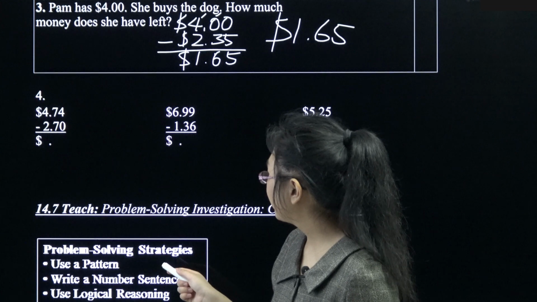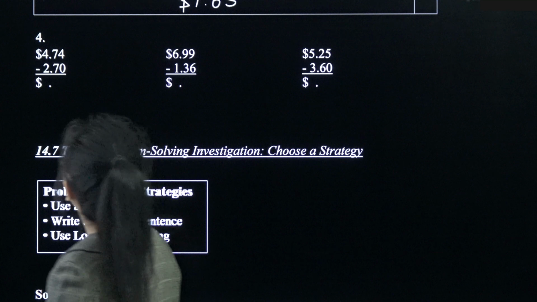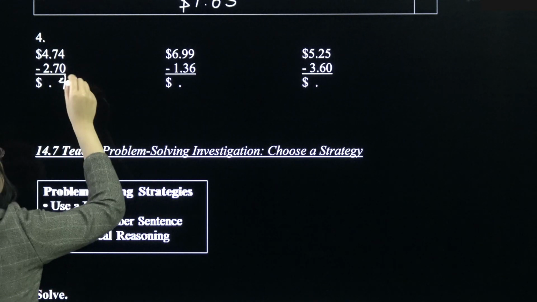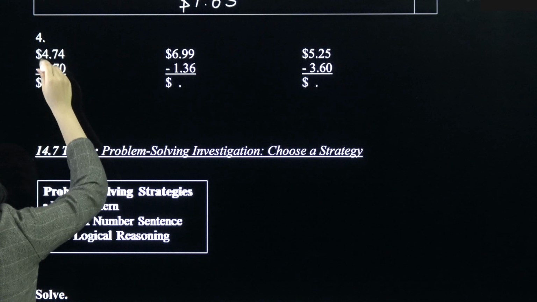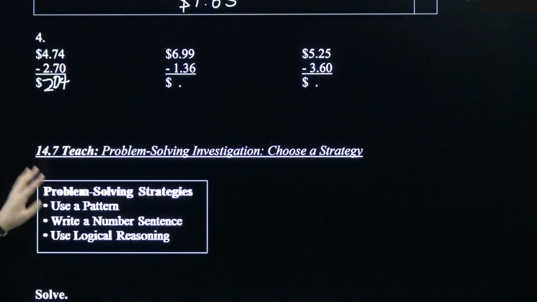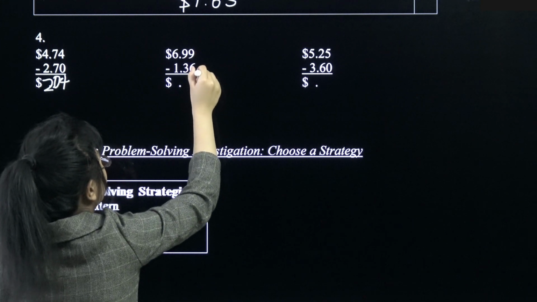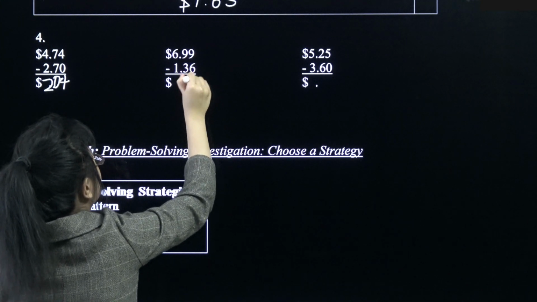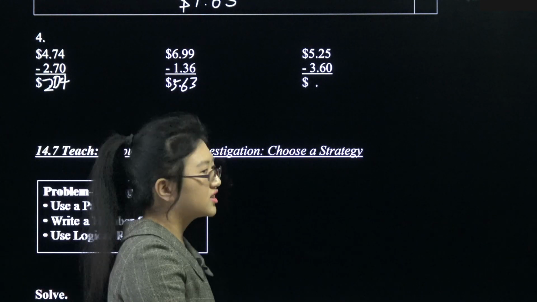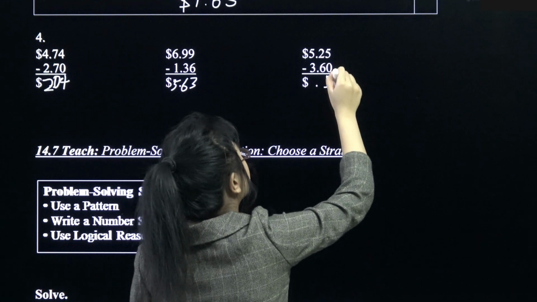Let's do these questions and be done with the section. 4 minus 0 equals 4. 7 minus 7 equals 0. 4 minus 2 equals 2. Oh yeah, you should probably not write over the decimal. 9 minus 6 equals 3. 9 minus 3 equals 6. 6 minus 1 equals 5. It's just like normal subtraction. 5 minus 0 equals 5.